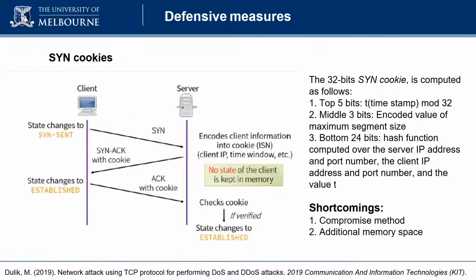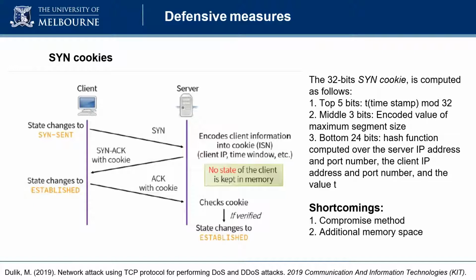One defense method is to set SYN cookies. When the server receives the SYN packet, it will compute the cookie first and reply with a crafted SYN acknowledgement with the cookie, without inserting a new record into the SYN queue. Only after checking the acknowledgement from the client does the server verify the connection. The algorithm of the 32-bit cookie is on the right. It's divided into three parts.